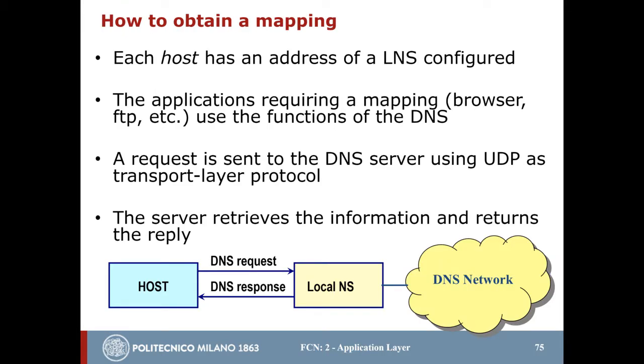So this is the scheme of the query. The request comes from a host, and in the host there is an application that is asking for a name resolution. It goes to the local name server. The local name server then forwards the request to the DNS network. When it receives the response, then it will forward it back to the original host.